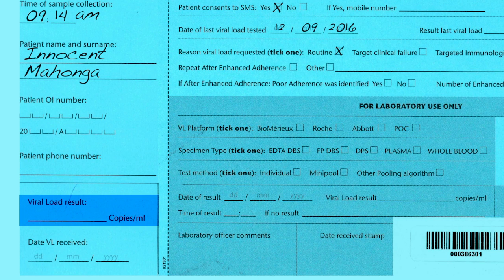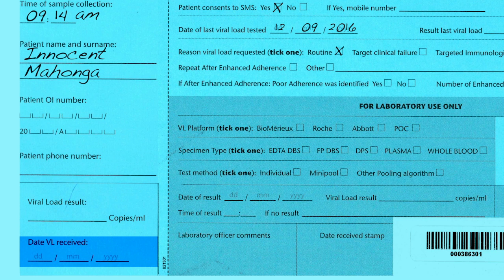As soon as you receive the viral load test result, enter it on the form. Also write down the date you received the result using 2 digits for the day, 2 digits for the month, and 4 digits for the year.